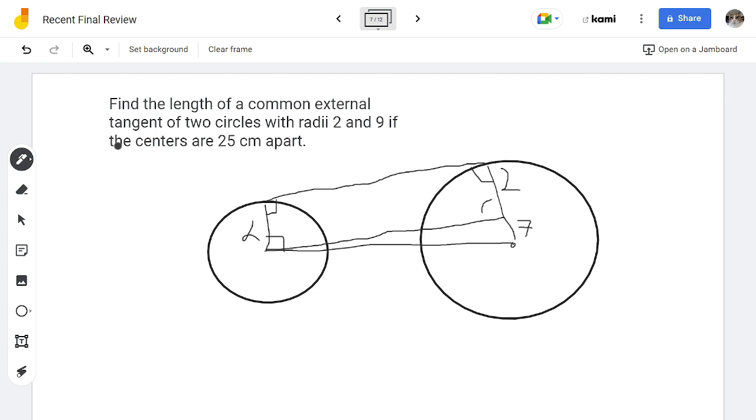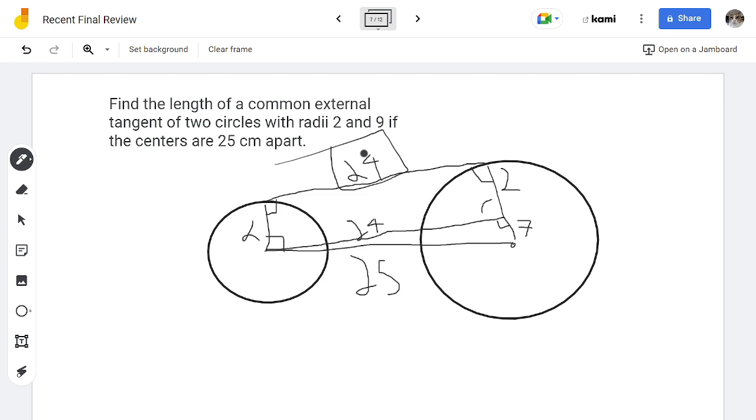And from here, we know the centers are 25 centimeters apart. So we already know this one's 25, this outside external part. And if this is 7, this is 25. And we know this is a right angle as well. This will be 24. And because this is a rectangle, this will also be 24. And that's the common external tangent.